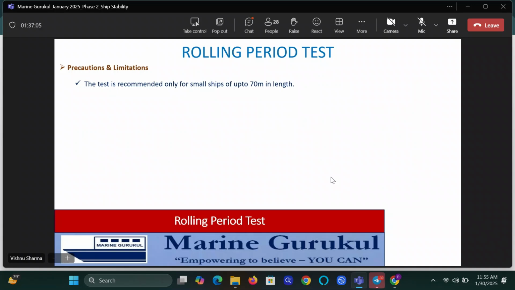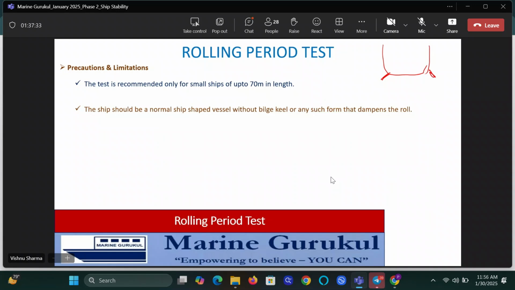Therefore, somebody may ask you why it is only for small ships. Because in bigger ships, the flatter keels will be a hindrance to the free, natural rolling of the vessel. The ship should be a normal ship-shaped vessel without bilge keels. Why? What is the purpose of bilge keels, guys? Bilge keels, all of you have seen on your ships in the dry dock. Here you have these bilge keels. What are they? Yes, sir. They are to reduce rolling, right? They are to reduce rolling. Correct? So if bilge keels are there, they'll dampen the rolling and they'll not allow the vessel to roll freely. So that means the ship should not have bilge keels.